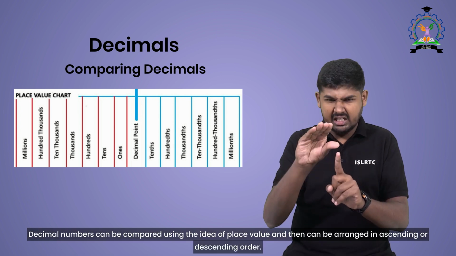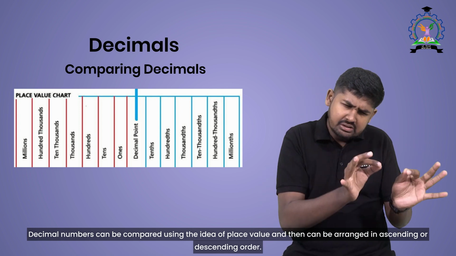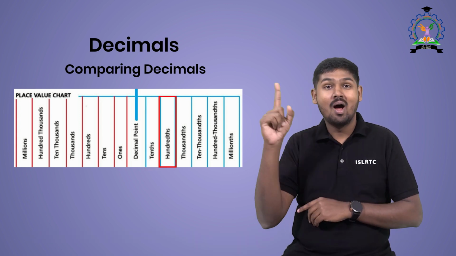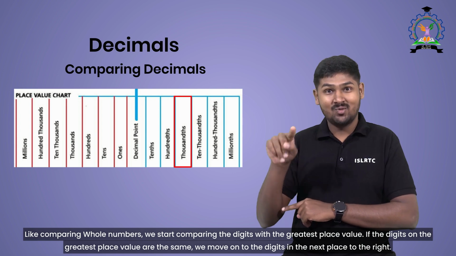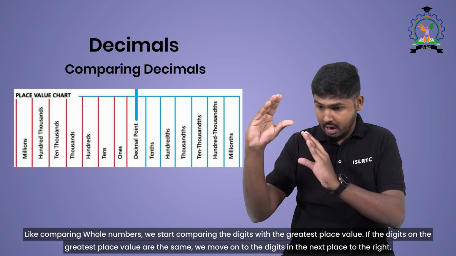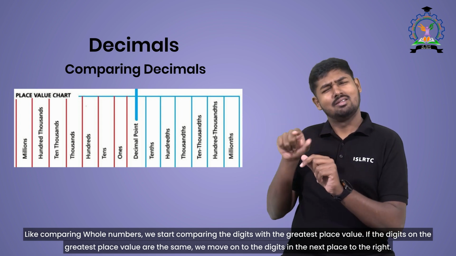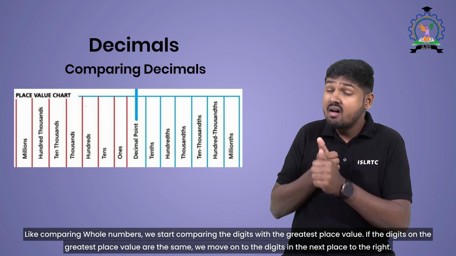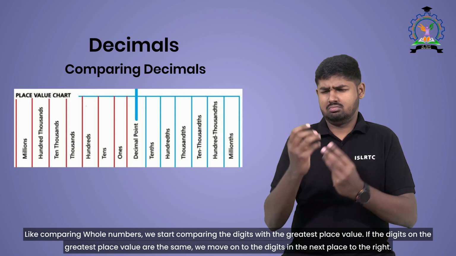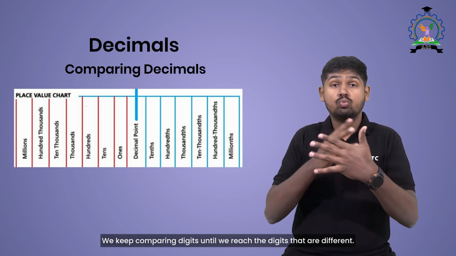Decimal numbers can be compared using the idea of place value and then can be arranged in ascending or descending order. Like comparing whole numbers, we start comparing the digits with the greatest place value. If the digits on the greatest place value are the same, we move on to the digits in the next place to the right. We keep comparing digits until we reach the digits that are different.